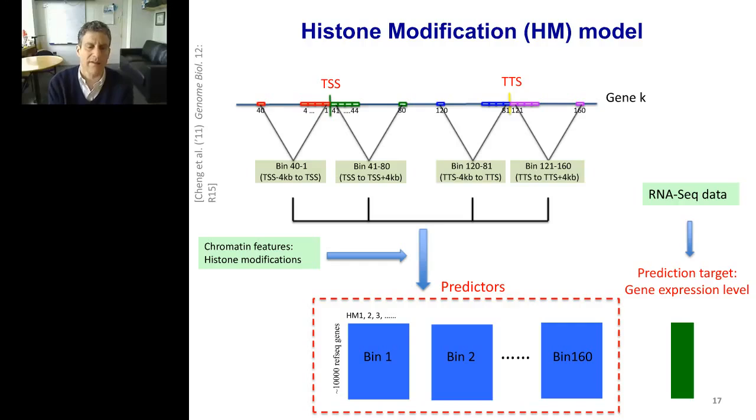Okay, so now we have all these different bins with their different correlations, and now what we're going to try to do is relate those correlations to the gene expression level of the gene from the RNA-seq. That's the overall set of the experiment.